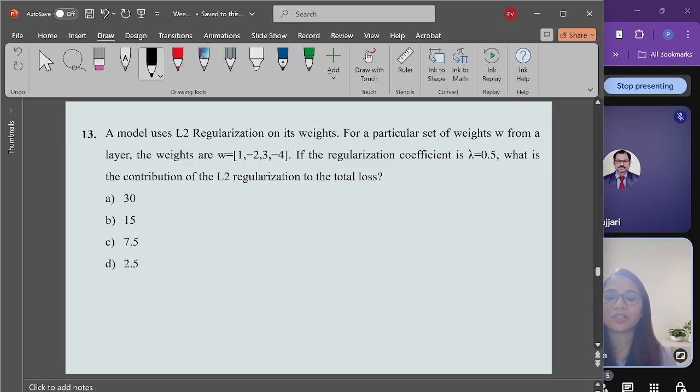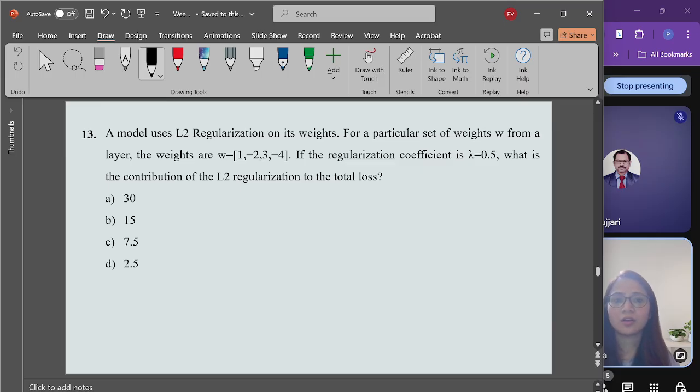Now, the next question is: a model uses L2 regularization on its weights for a particular set of weights, that is W, from a given layer. The weights W are given as 1, -2, 3, and -4. If the regularization coefficient lambda is equal to 0.5, what is the contribution of the L2 regularization to the total loss?